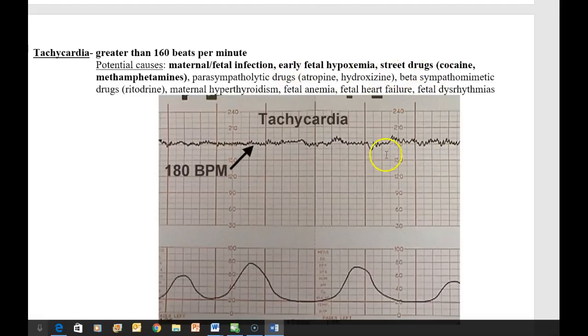Of course, street drugs, anything that causes the maternal heart rate to go up, that is ingested by the mother, that crosses the placenta, will cause the baby's heart rate to go up too. Atropine, hydralazine, ritodrine, maternal hyperthyroidism, fetal anemia, fetal heart failure, fetal dysrhythmias, anything like that can cause tachycardia. But the problem is, you guys, if you have a normal heart rate, 110 to 160, and then during the labor, as it progresses, the fetal heart rate starts to rise, you really begin to suspect maternal fetal infection.